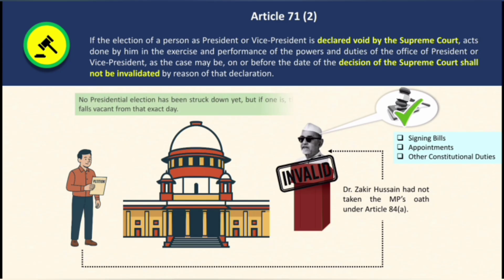This clause has not been used in real life yet. This means, till now, the Supreme Court has never cancelled a presidential election. But if it ever happens, the seat becomes vacant from that day itself. This is what Article 71 Clause 2 says.